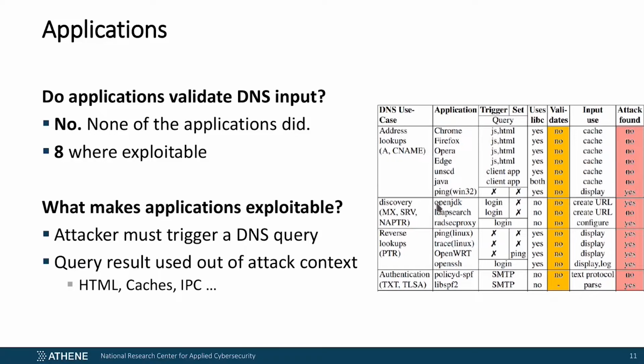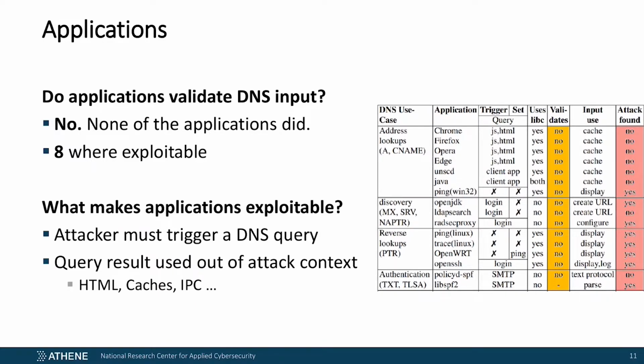And we found that none of the applications had validation code which would sanitize the data when it comes from the DNS before doing something else with it. We also found that 8 of those applications had actually exploitable vulnerabilities due to this. So you would think, okay, if all of them are not doing what I told you, what makes an application exploitable?